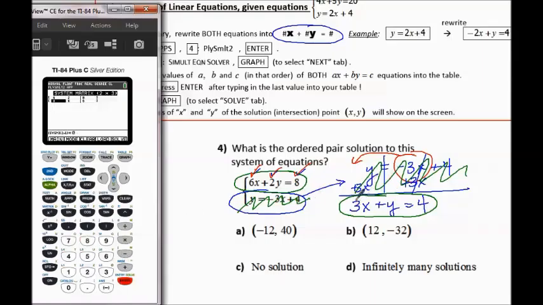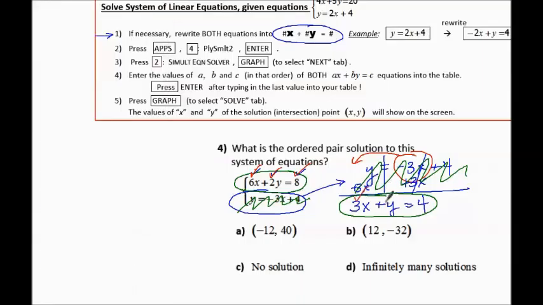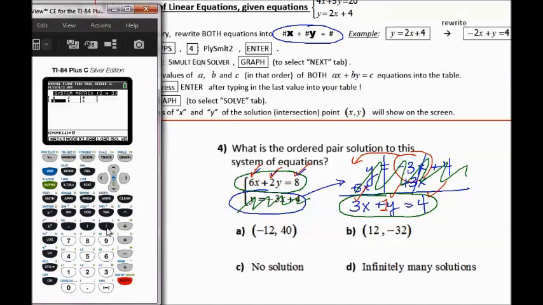And then you're going to be entering a 3, a 1 for the y because if the number doesn't show it's a 1, and a 4. So 3, enter, 1, enter, and then 4, enter. After you've made sure you hit enter after every single option, you press the Solve tab and the solution is going to show here.